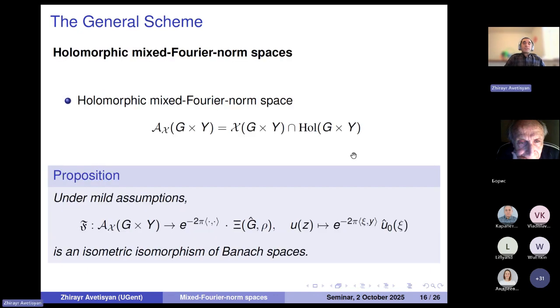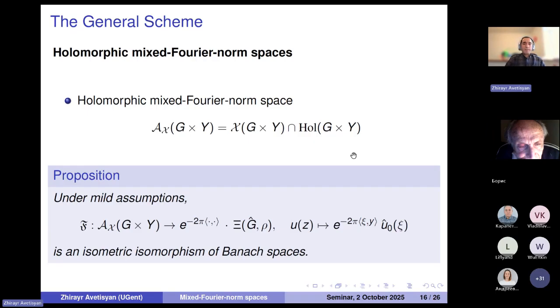Now, what we do is we look at the holomorphic functions inside the mixed Fourier norm space. So we have this mixed Fourier norm space Xi on G cross Y, and we select only those members of these distributions which are actually holomorphic functions on G cross Y, and we call it curly A Xi. Well, we'd like to call it the Bergman space, for the reason that in the unit disk, this is actually the Bergman space of holomorphic functions.